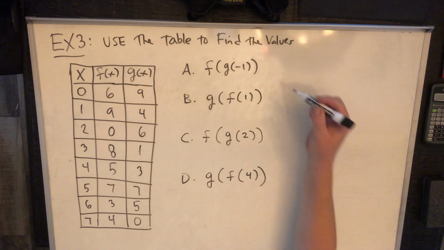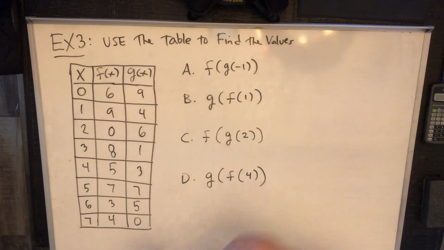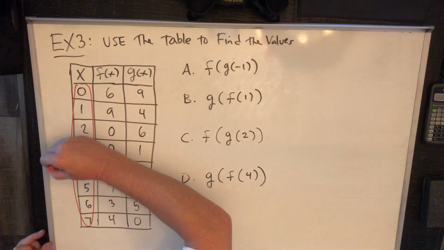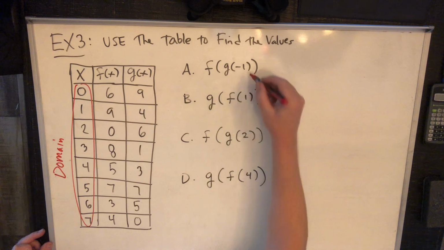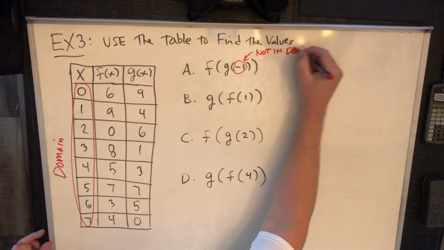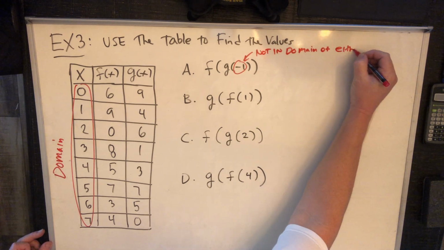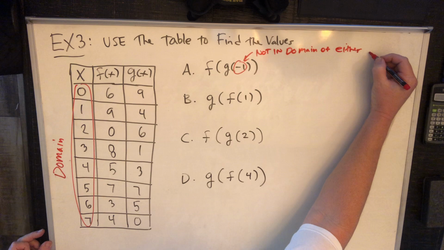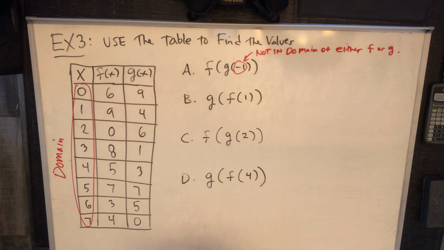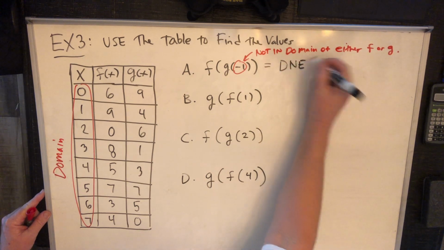And right away, you notice that -1 is not in the domain. This is our domain here. And -1 is not in the domain of either f or g. It's in neither domain. So this cannot be evaluated. The answer is DNE.